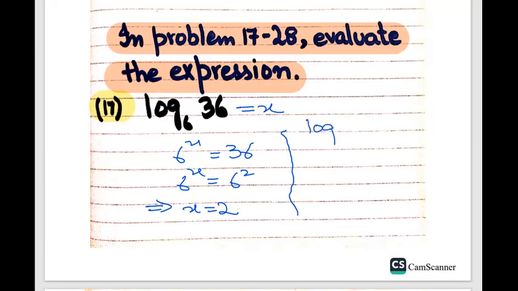Put the value of x over here and convert it into exponential form, which is 6 raised to power 2 is 36, and we can see that this equation is satisfied. It means that x equal to 2 is the solution of this expression.